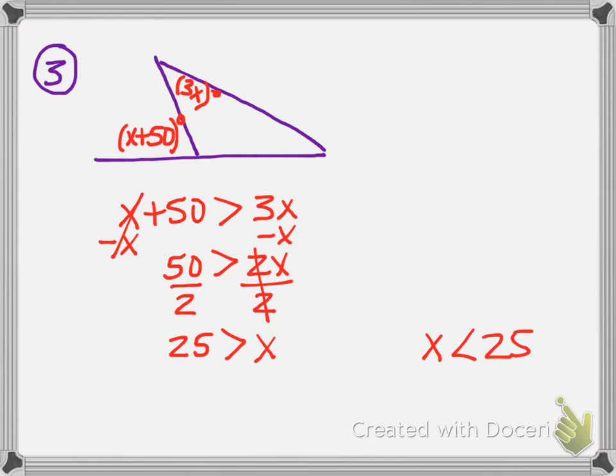X is less than 25, but if we look at our angles, x also has to be greater than 0. Because if x equals 0, then 3 times 0 would give a degree of 0 for this remote interior angle, and we can't have a 0 degree angle. So this is the range of values that x can equal, the restrictions on x.